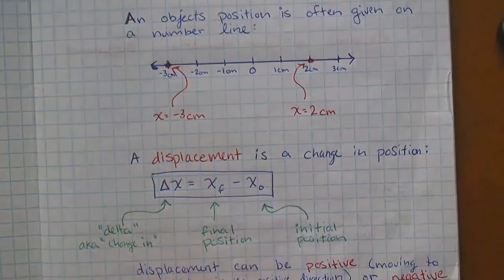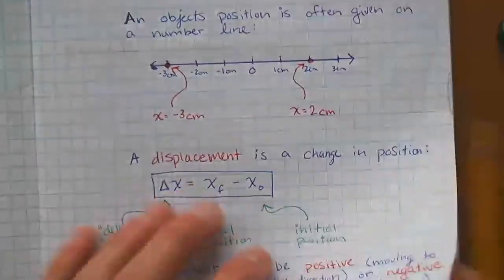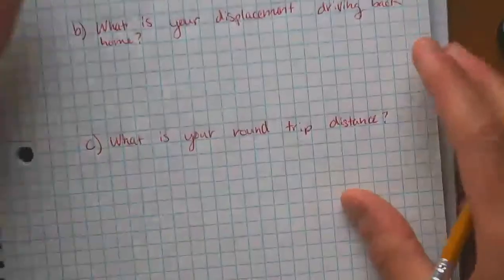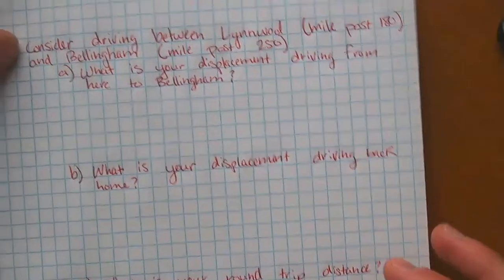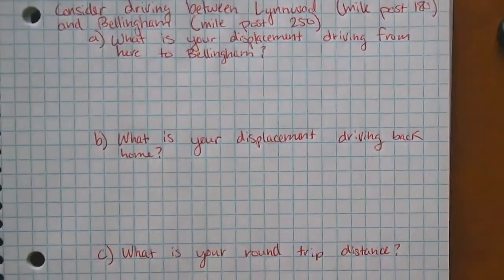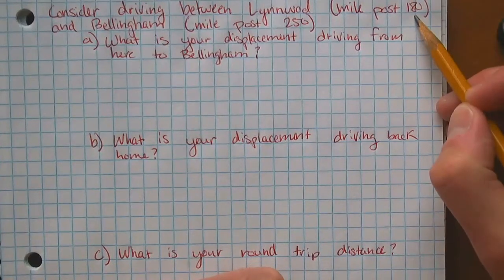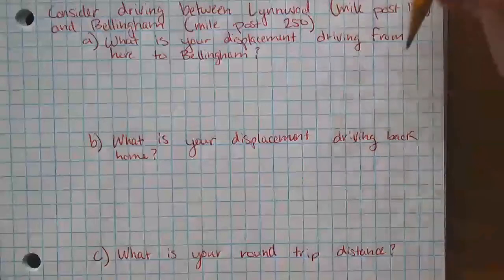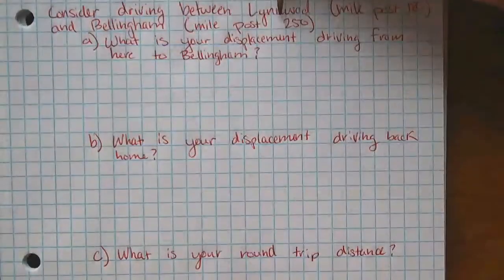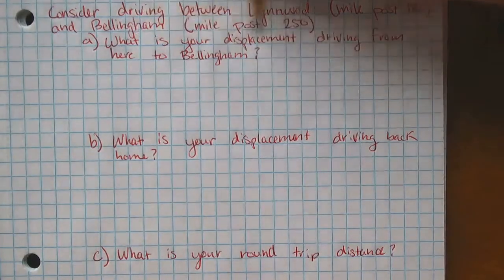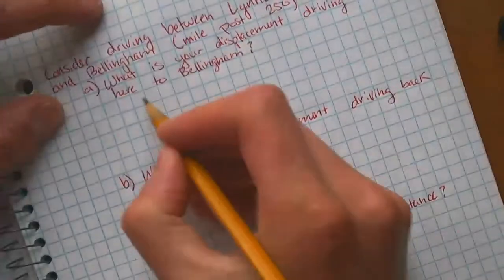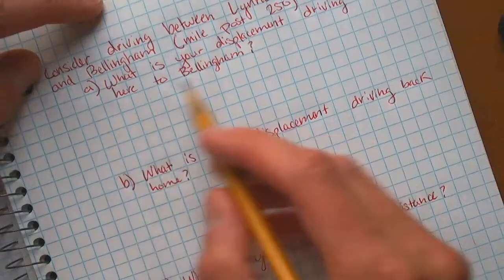Okay. Next, we're going to look at our example problems here. It says, consider driving between Linwood, which is milepost 180, and Bellingham, which is milepost 250. If you didn't know, we have mileposts that are labeled starting at the Oregon-Washington border and going all the way to Canada. What is your displacement driving from here to Bellingham? So real quick, let's see here.